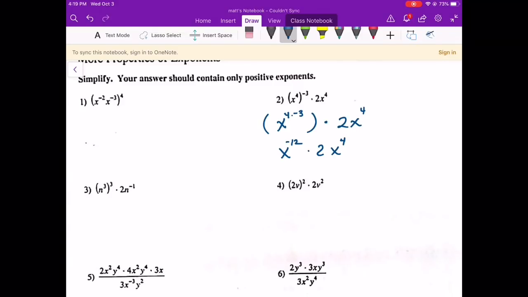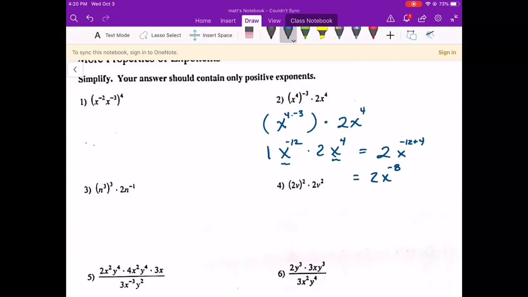Now, we are multiplying like bases. This is an understood 1 here, and we've got x's for our like bases, so that means we're going to be able to just add their exponents when we multiply. So 1 times 2 is 2, and then x to the negative 12 times x to the 4th will be x to the negative 12 plus 4. Again, the 1 is not attached to that negative 12 exponent. The 2 is not attached to that 4 exponent. So we just multiplied those. All right, negative 12 plus 4 is negative 8, so this is 2x to the negative 8.